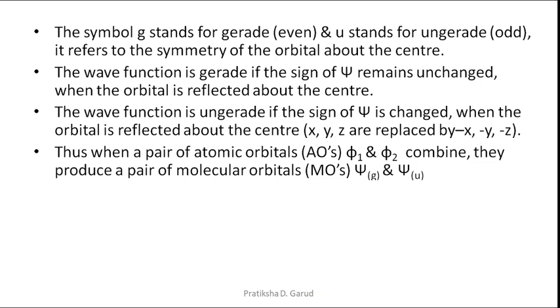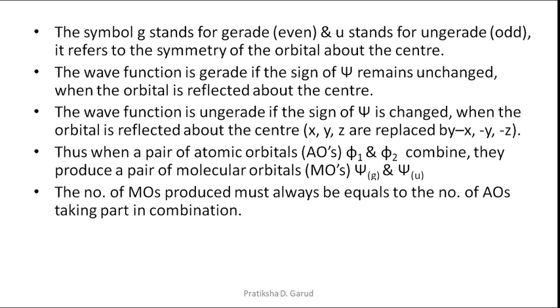Thus, when a pair of atomic orbitals, phi1 and phi2, combine, they produce a pair of molecular orbitals, psi g and psi u. The number of molecular orbitals produced must always be equal to the number of atomic orbitals taking part in combination. So if two atomic orbitals take part in combination, we get only two molecular orbitals. Again, if we have three atomic orbitals, the final result will be three molecular orbitals. In this way, the number of atomic orbitals taking part in combination should always equal the number of molecular orbitals produced.